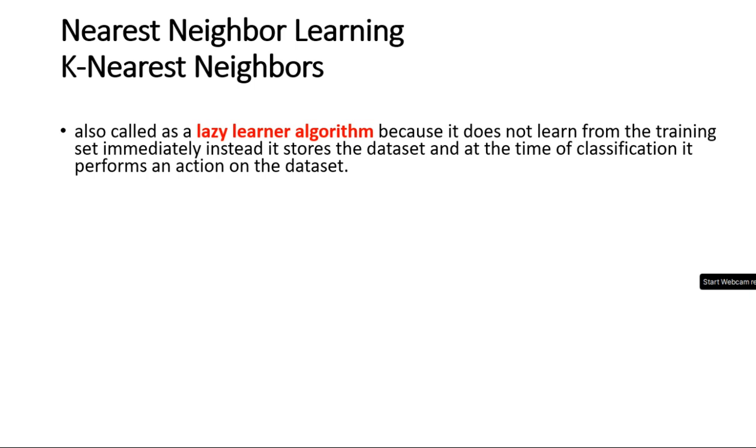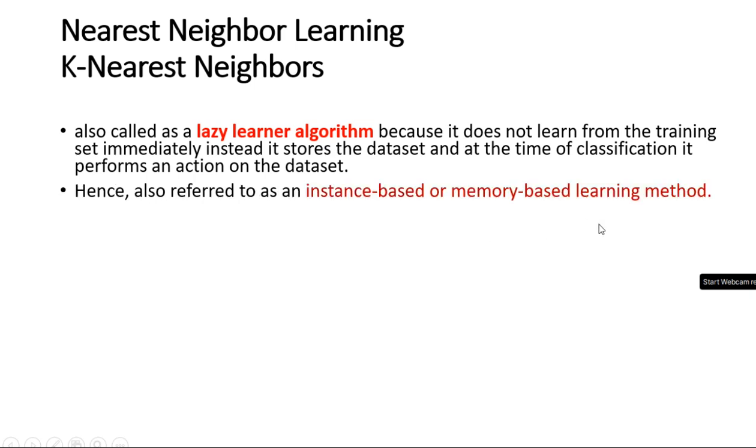It's also called memory based because during the training period it just stores the data sets in the memory, and only during the classification time it performs the action of learning. So that's why it's also called a lazy learner algorithm. It is also called an instance-based or memory-based learning method. Memory-based since it needs memory to store the data sets during the training phase.